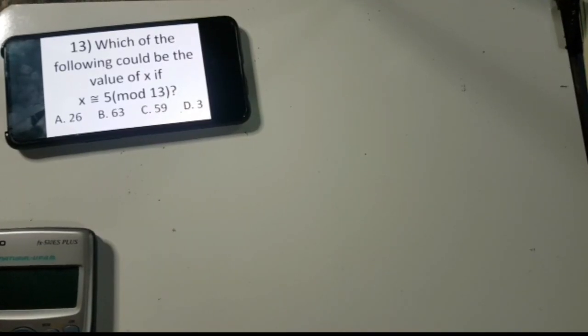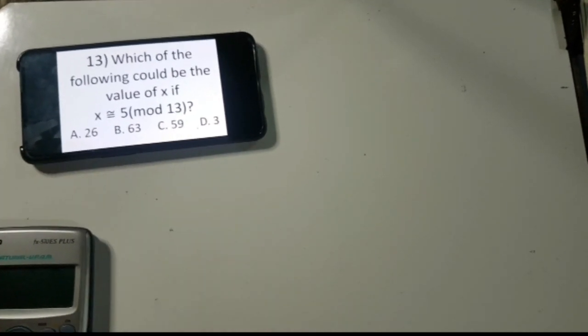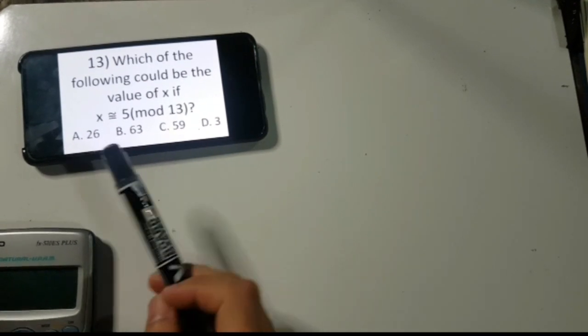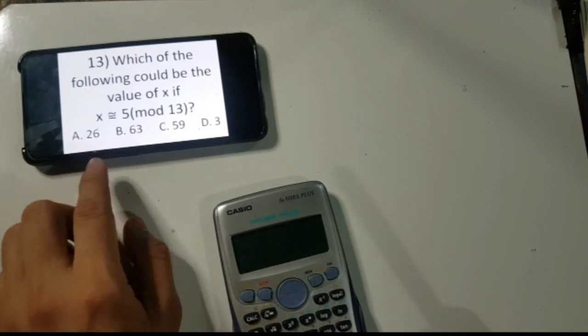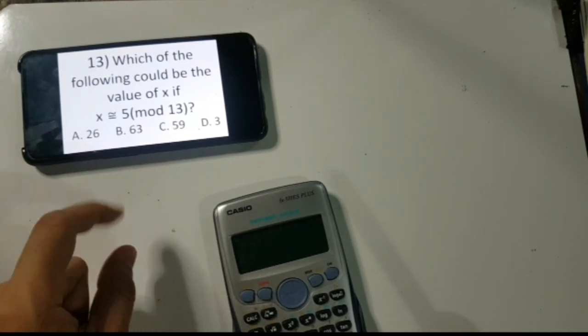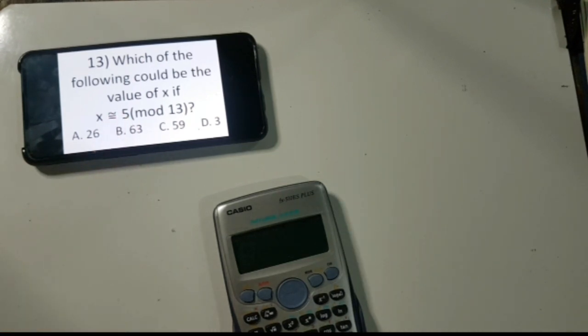Next question. Which of the following could be the value of x if x is equal to 5 mod 13 or 5 modulo 13? So, to solve for this, ganito lang gawin nyo dyan. Mag-trial and error lang po kayo. I-divide nyo po si 26 or any number from these options kay 13. At kung sino po yung may remainder na 5, yun po yung tamang sagot.